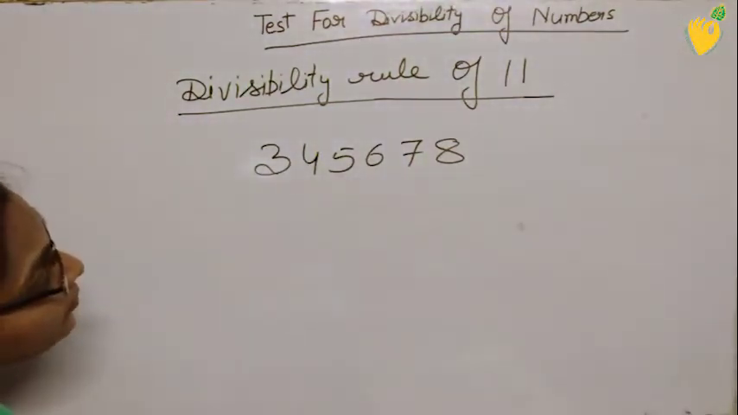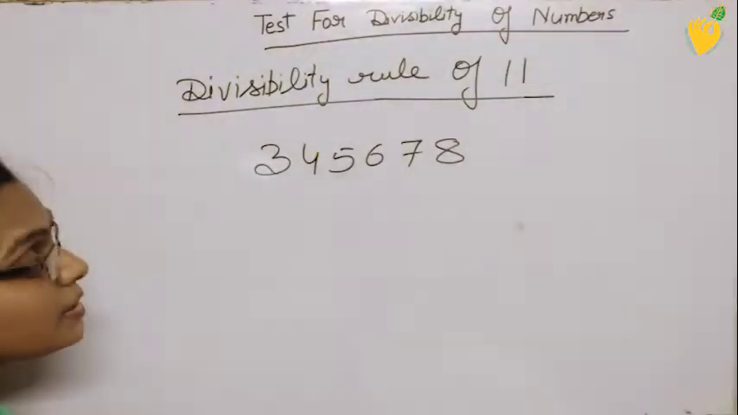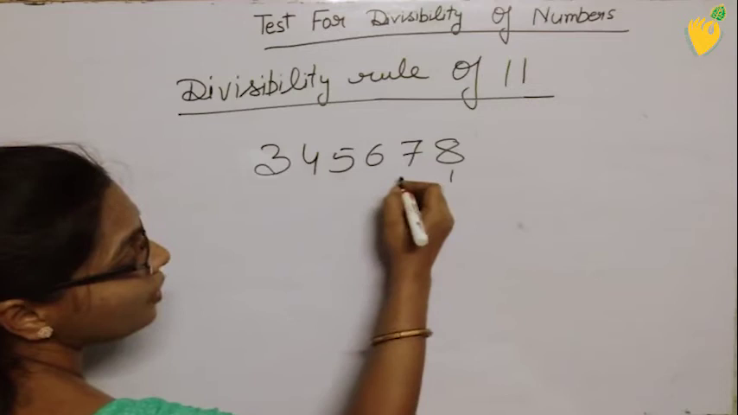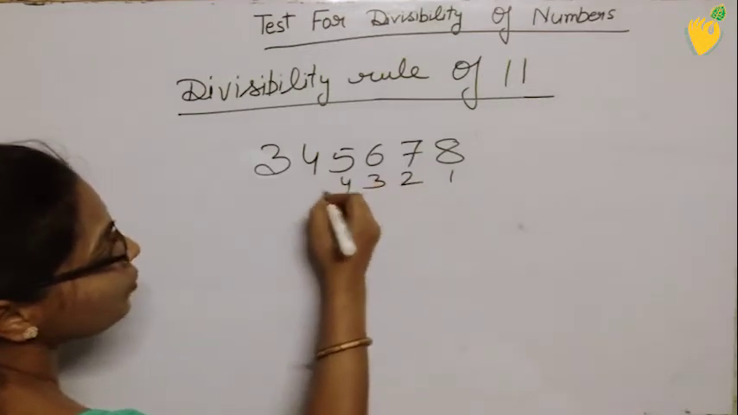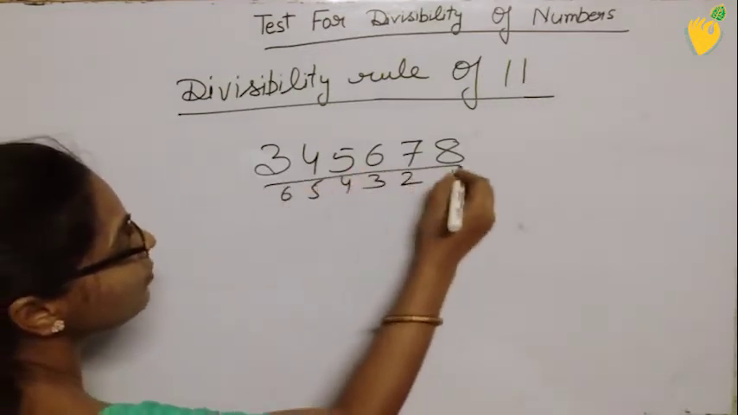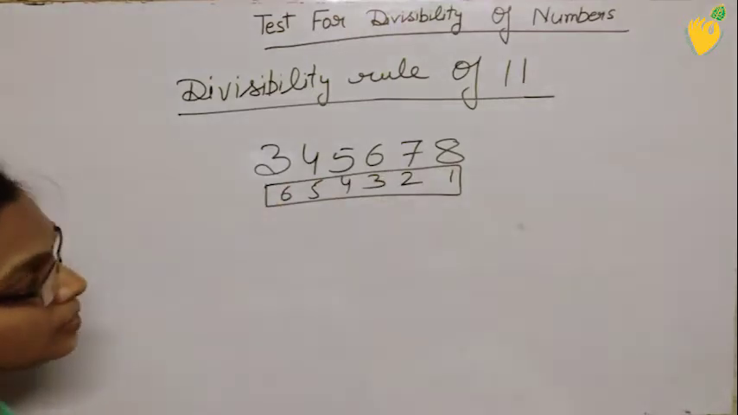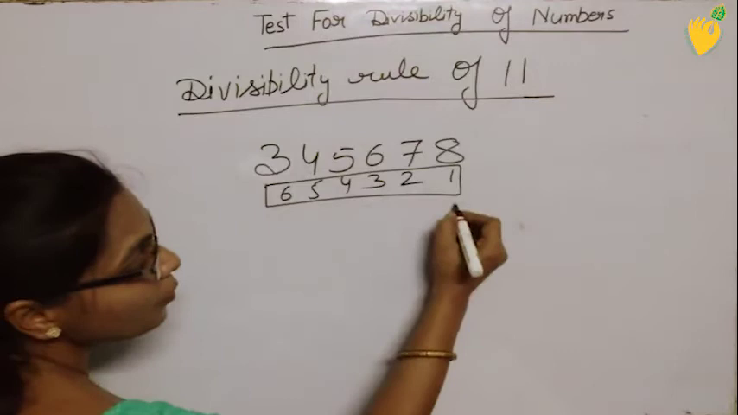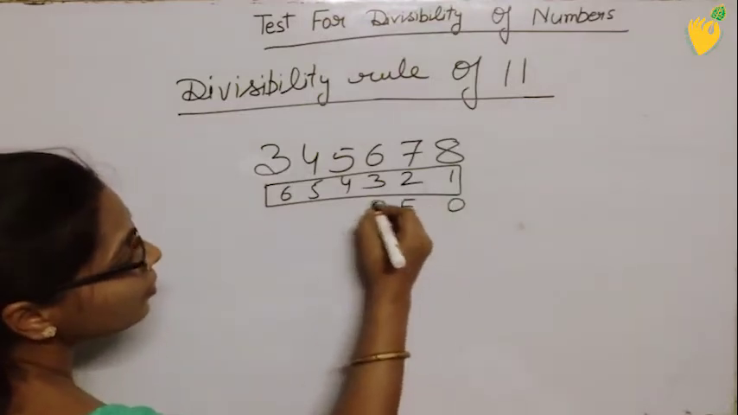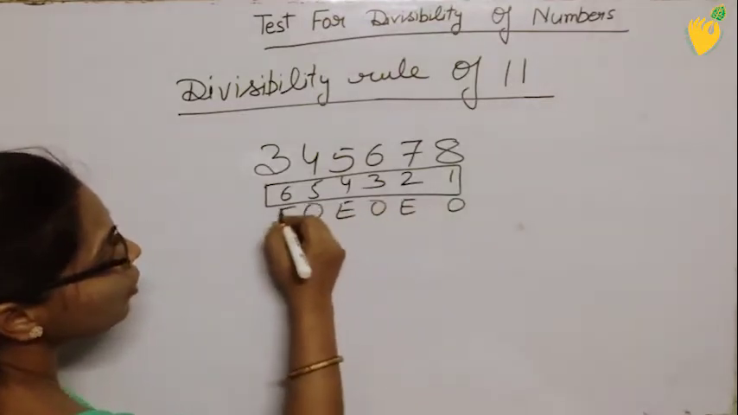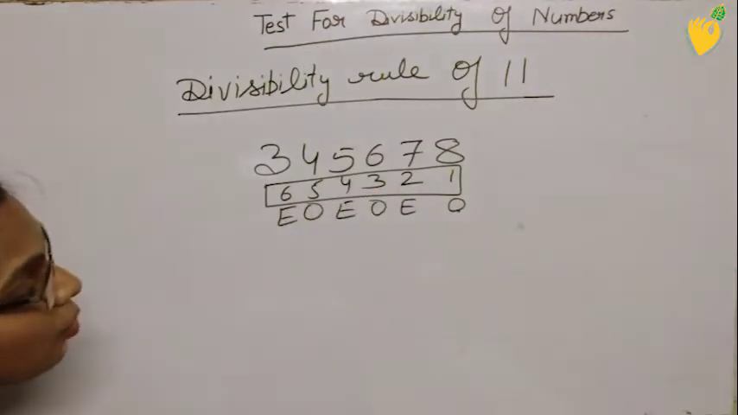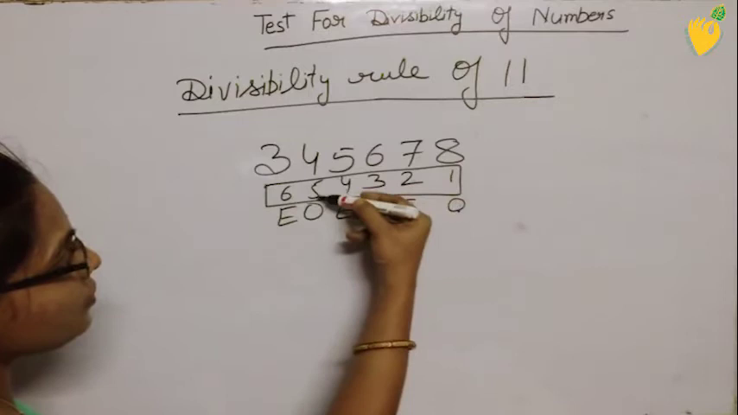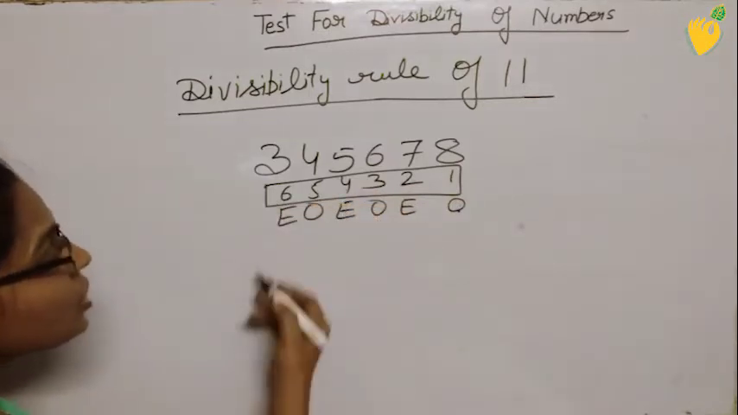A number is there: 345,678. So we will start writing from here 1, 2, 3, 4, 5, 6. We will give numbers to them in a sequence from right to left. So odd, even, odd, even, odd, even. We always start with odd because 1 is odd, 2 is even, 3 is odd, 4 is even, 5 is odd, 6 is even.